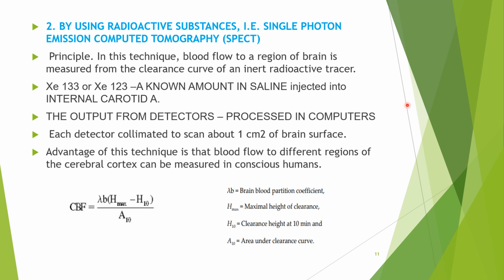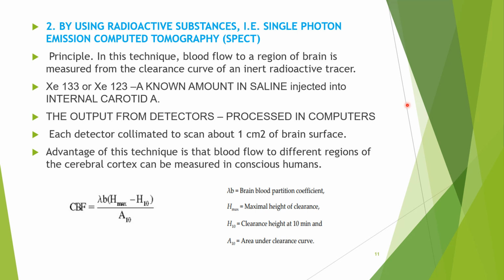So over the person's cranium we will fit detectors. These are the multiple detectors. They work on collimated scintillation technology, so they are called multiple collimated scintillation detectors. They will detect this for 10 minutes after injecting into the internal carotid artery. Each detector is collimated to scan about 1 centimeter square area of the brain surface.